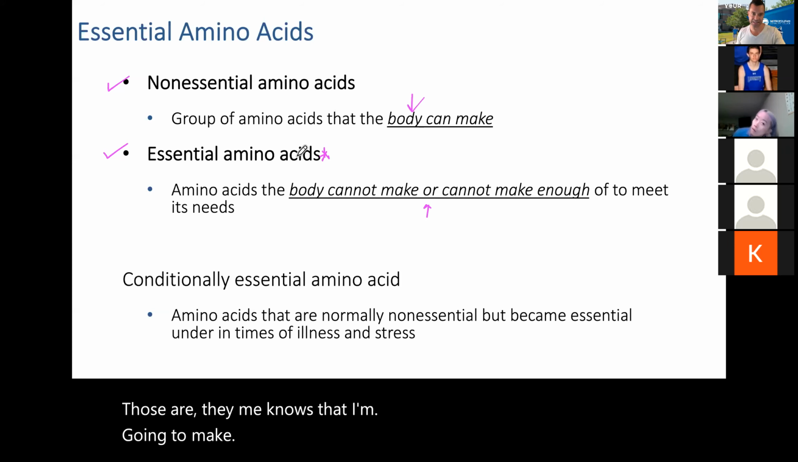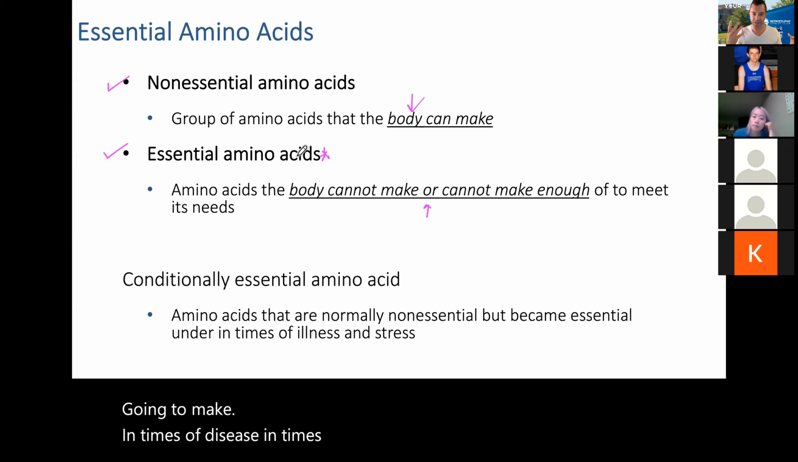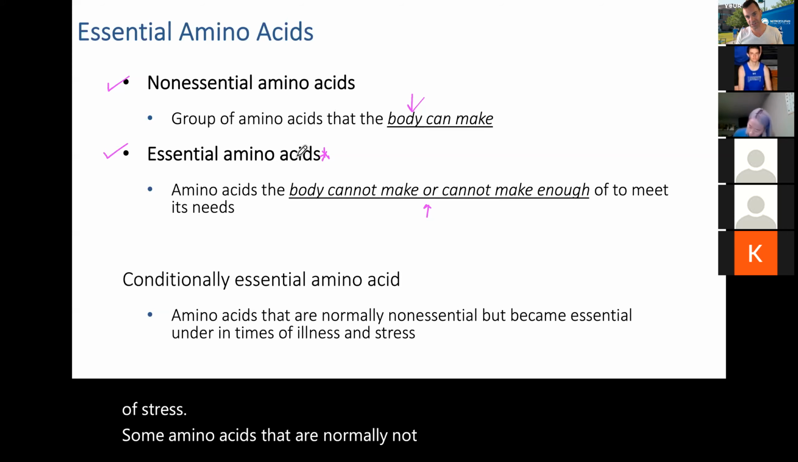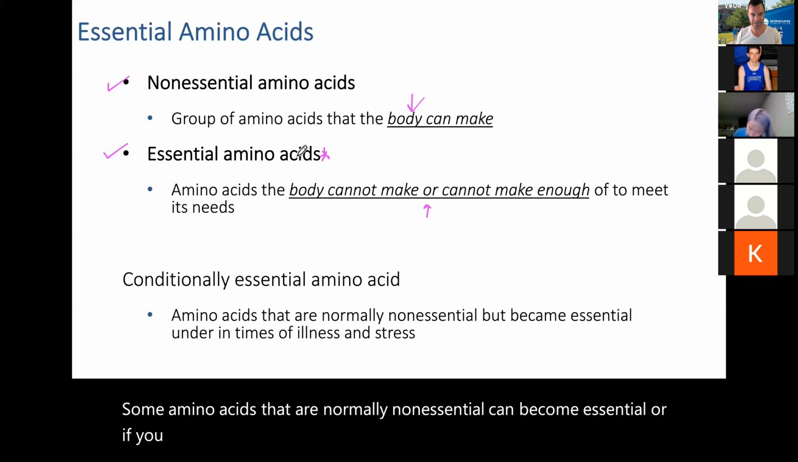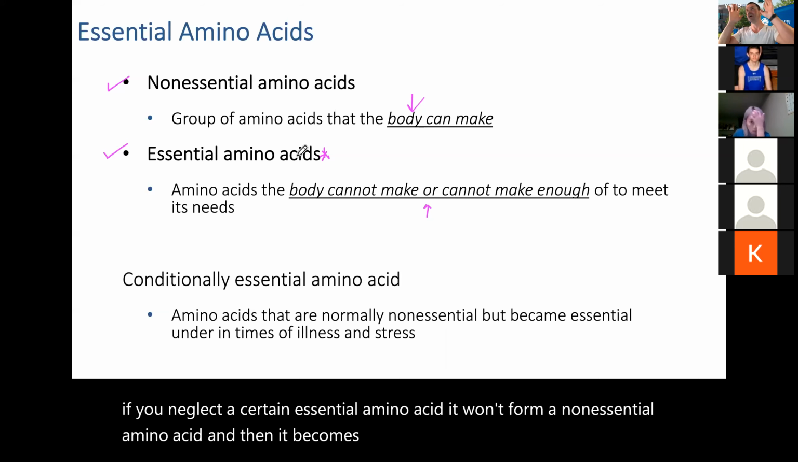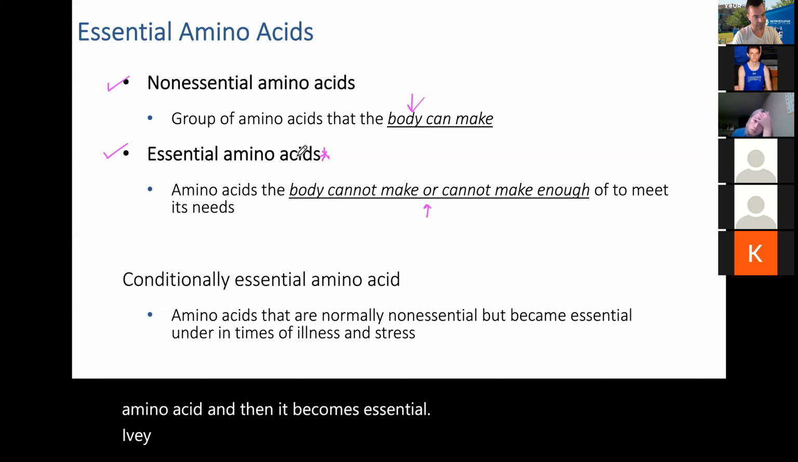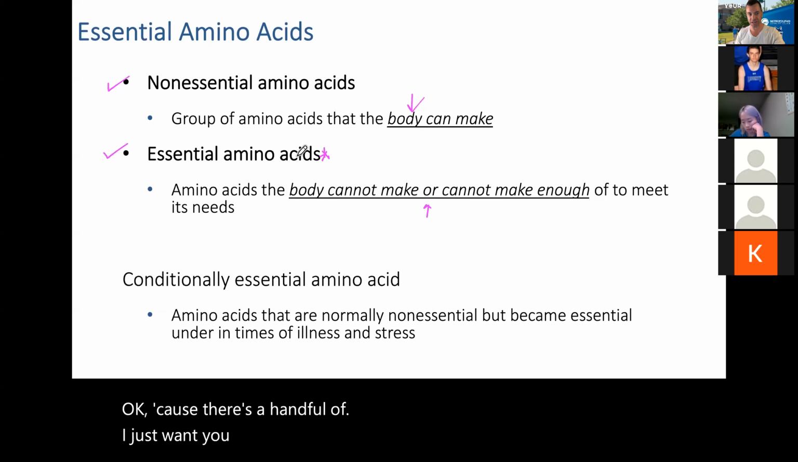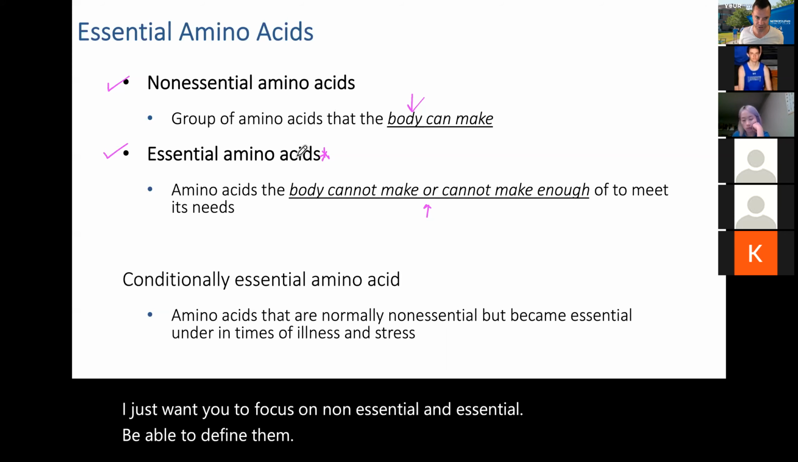In times of disease, in times of illness, you're sick, in times of high amount of stress, some amino acids that are normally non-essential can become essential. Or if you neglect a certain essential amino acid, it won't form a non-essential amino acid, and then it becomes essential. Oy vey. So I'm not getting into the conditionally essential ones, because there's a handful of them. I just want you to focus on non-essential and essential. Be able to define them. Obviously, a multiple choice type question.